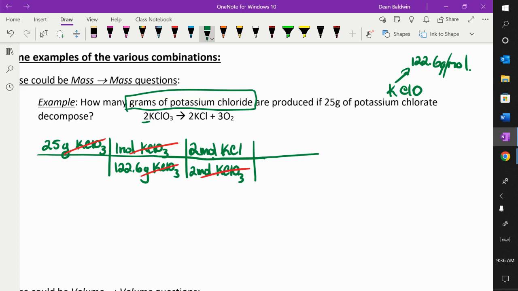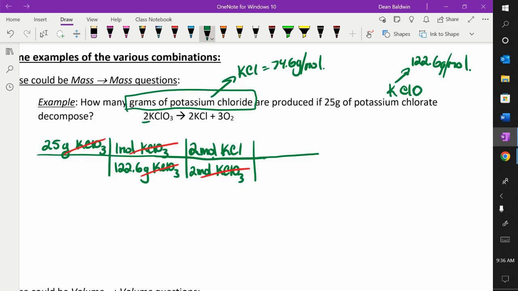What's the molar mass of KCl? Is everybody waiting for Carter to do it? All right, 74.6. So potassium chloride has a molar mass of 74.6 grams per mole.